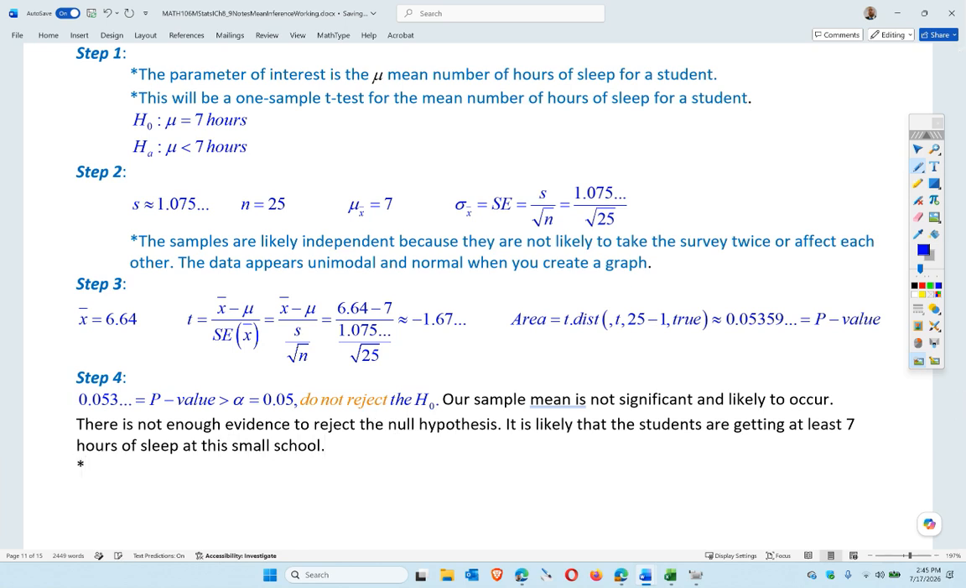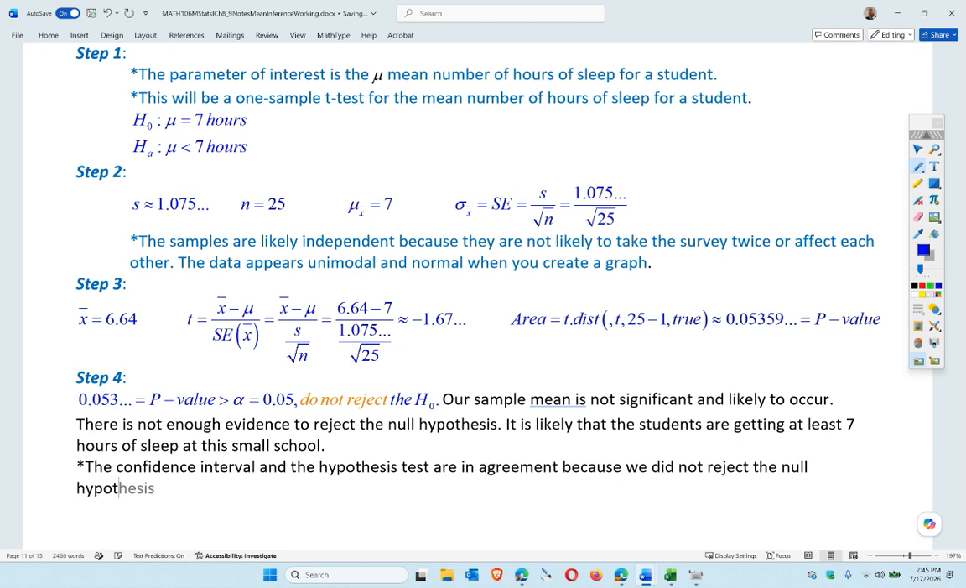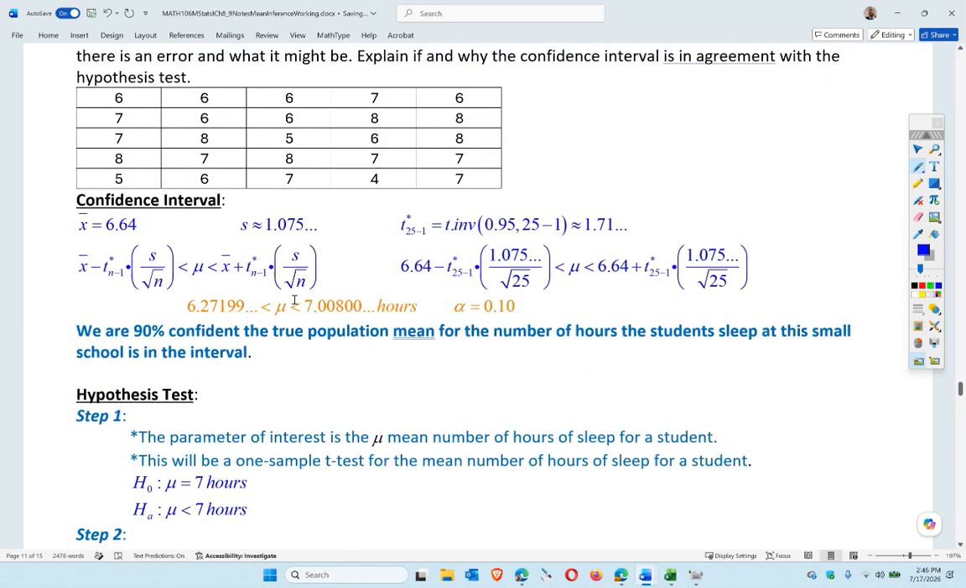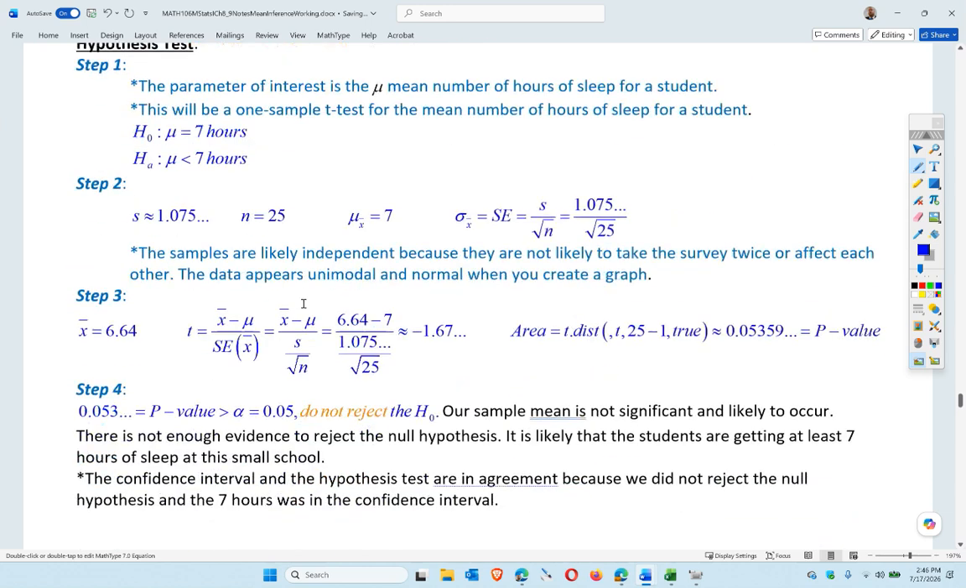So the confidence interval and the hypothesis test are in agreement because we did not reject the null hypothesis, and the 7 hours was in the confidence interval, right? So we didn't reject, which means it's a common sample, right? And the 7 is clearly in that confidence interval there, right?